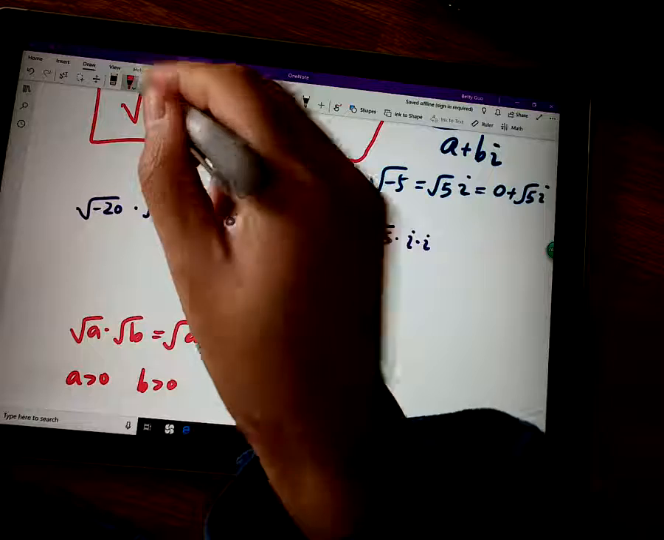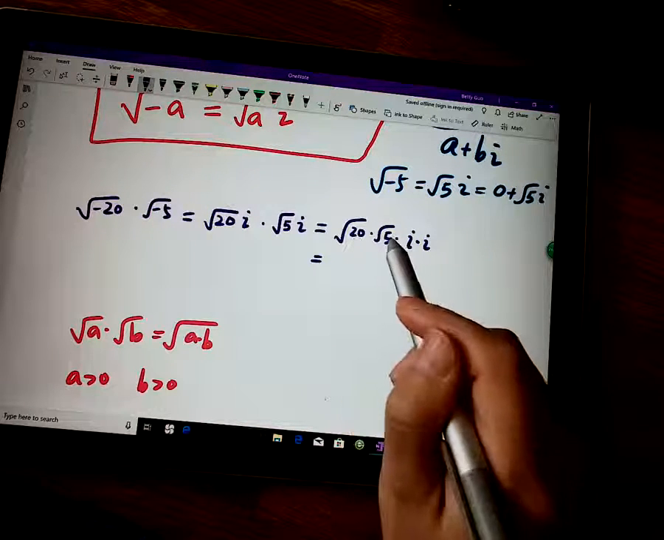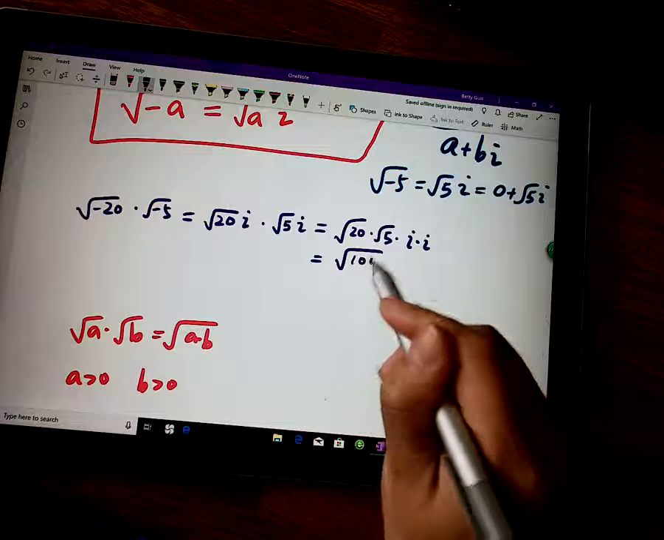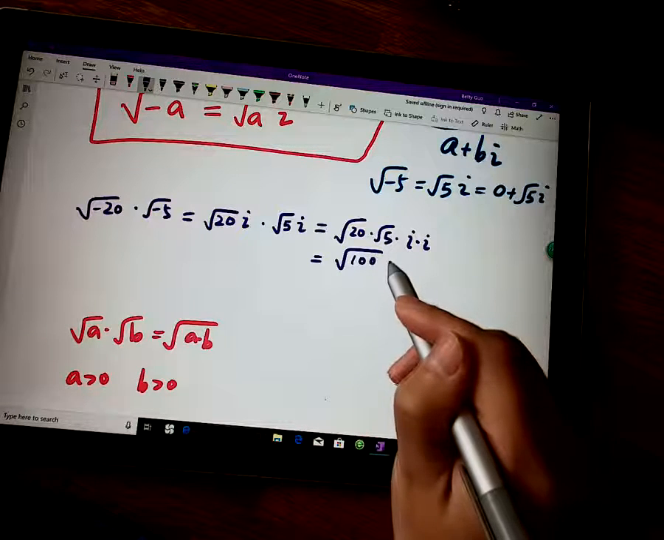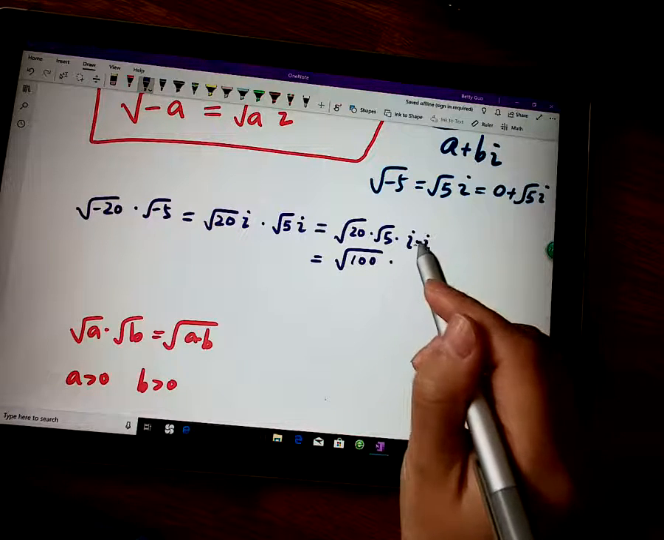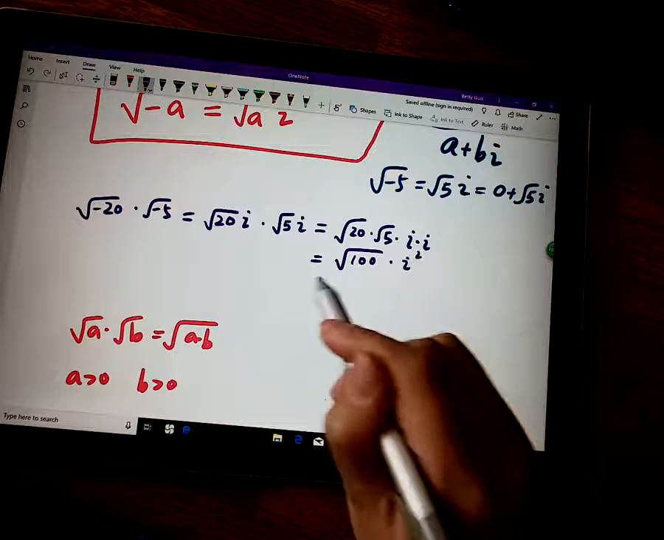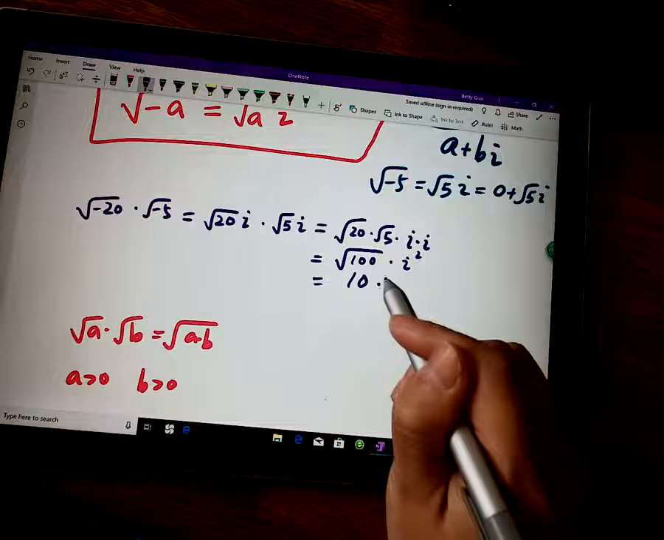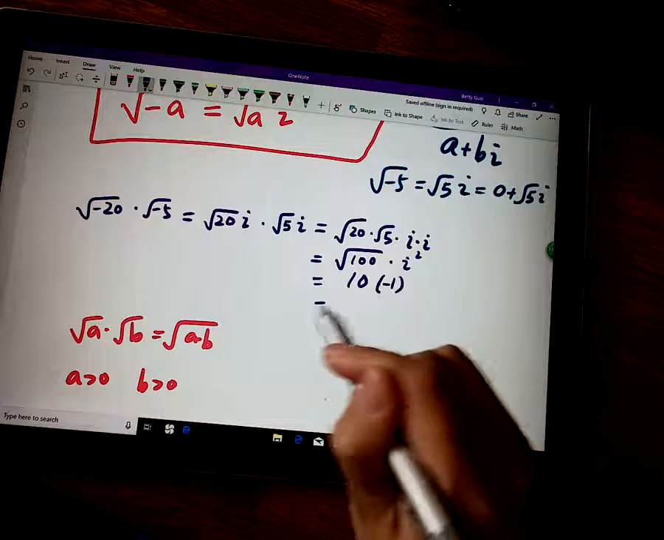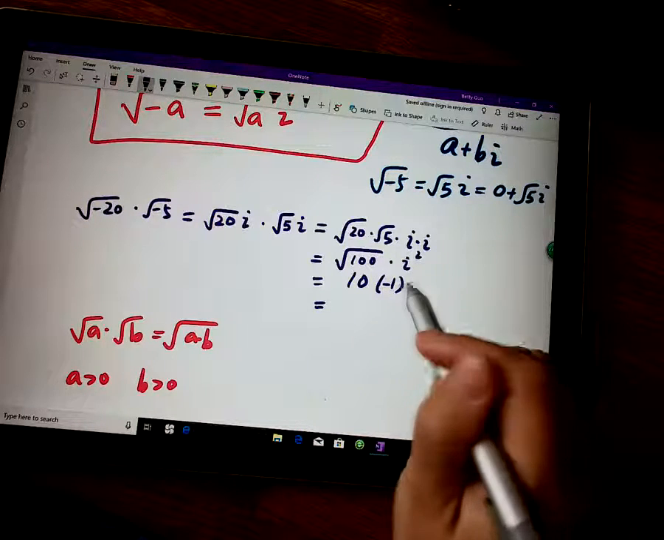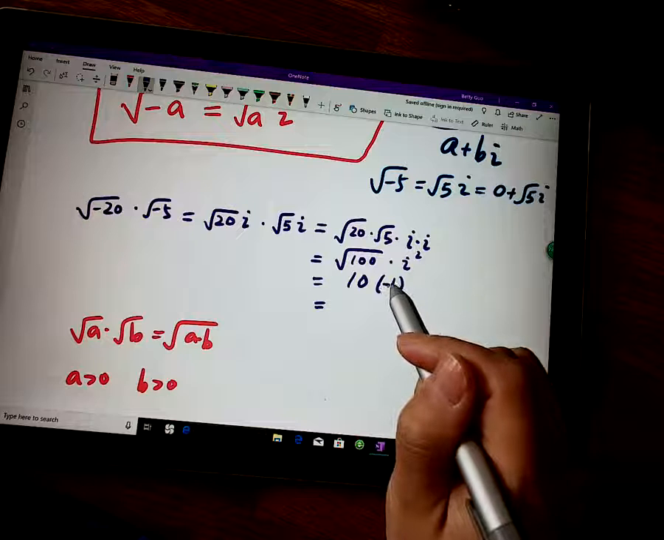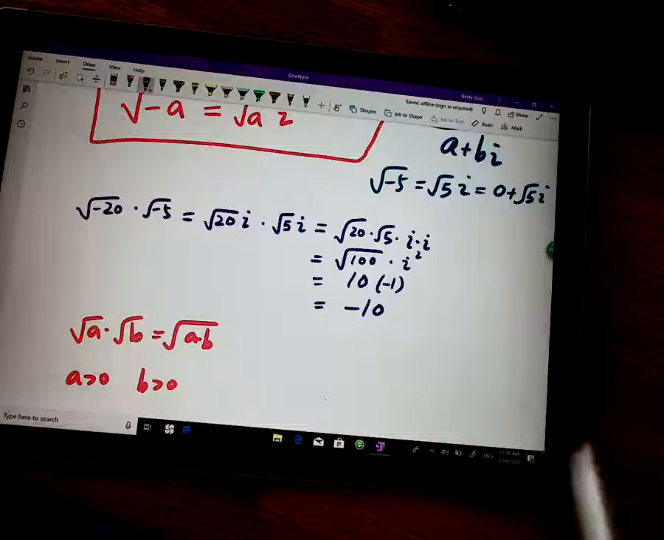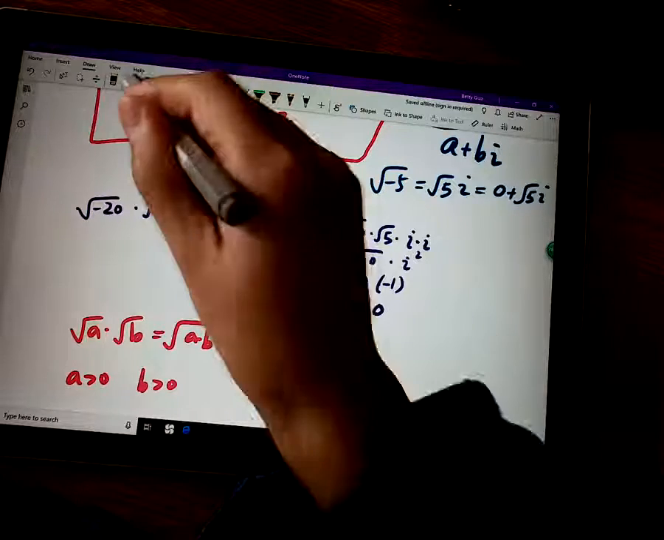Now we're going to apply that formula here. 20 is positive, 5 is positive. We could apply this formula. We have square root of 100. 20 times 5 is 100. What is i times i? i times i is i square. Square root of 100 is 10. i square is what? Negative 1. Do you remember that? i square equals negative 1. Very, very important formula. And you have negative 10. That's the correct result.